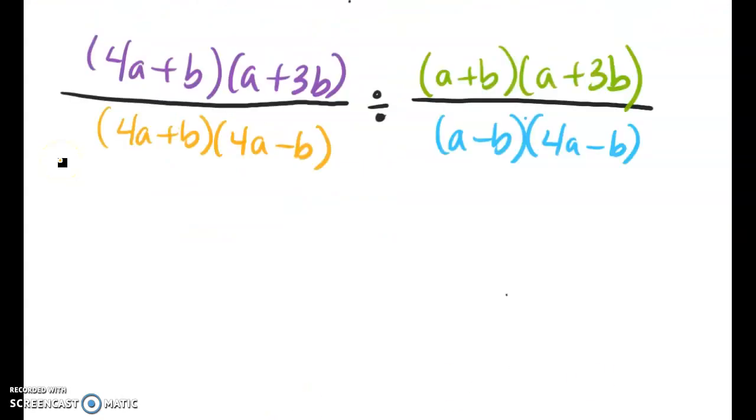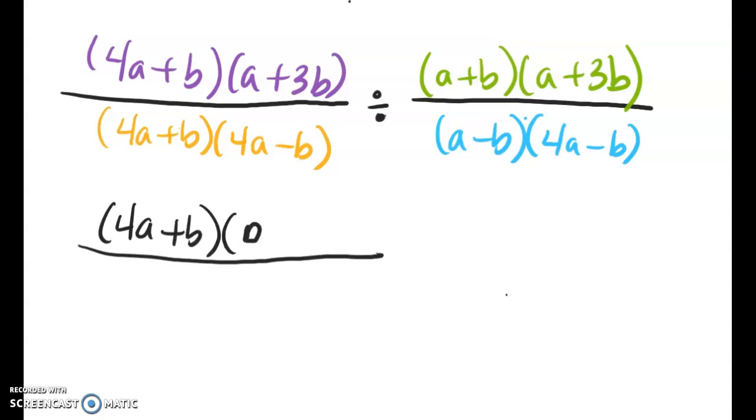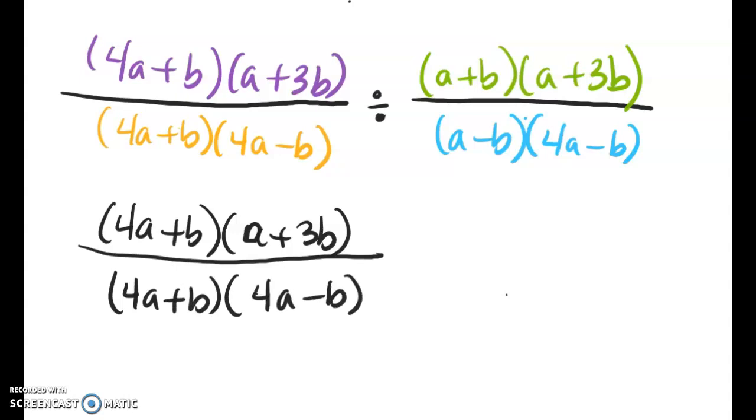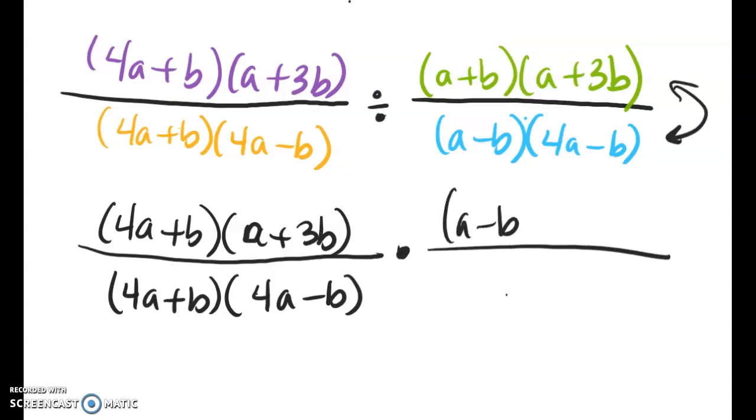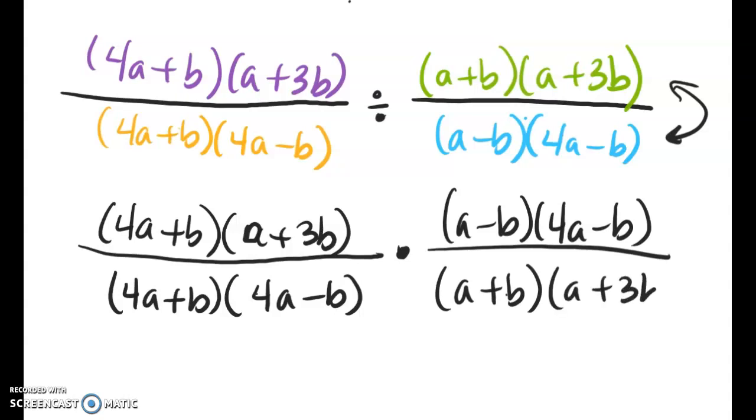So I've rewritten the problem now in factored form. So now, in order to do division, this first rational expression stays the same. And the second rational expression will flip. So you change this division sign to multiplication, and you flip this second one. And then let's see what we can divide out.